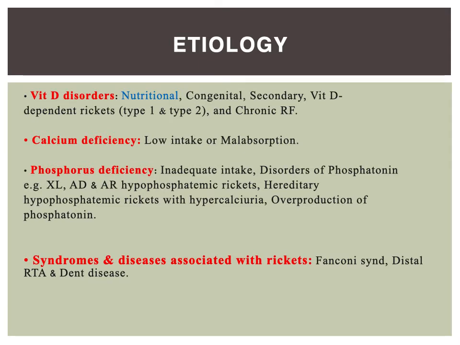The third type is rickets resulting from phosphorus deficiency. We have an inherited type of rickets which is called X-linked hypophosphatemic rickets. Lastly, we have syndromes and diseases that are associated with rickets, for example, the Fanconi syndrome, distal renal tubular acidosis, and finally, Dent disease.